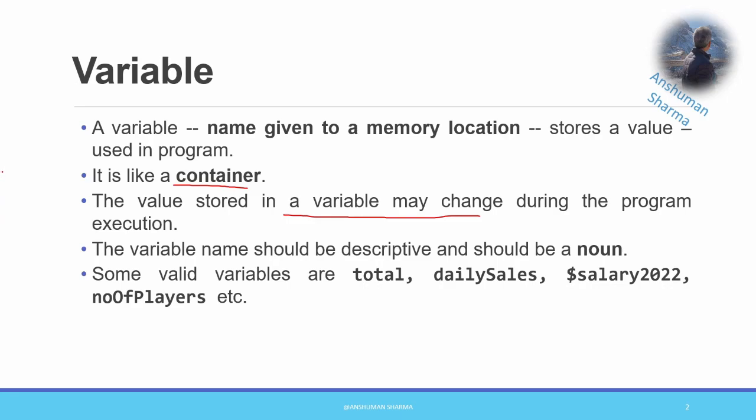Now, the rules for naming variables are the same rules as we discussed for identifiers, and the name should be descriptive and it should be a noun. So we have to ensure that these particular rules are followed. Some examples are total, daily sales. As it is a multi-word variable, you have to ensure that these rules are followed.